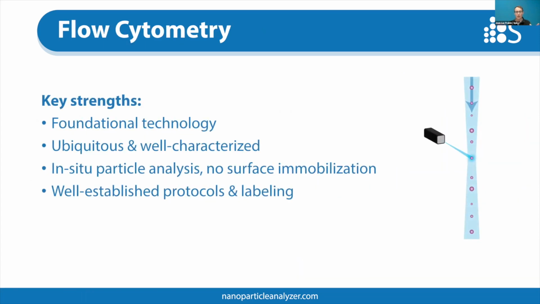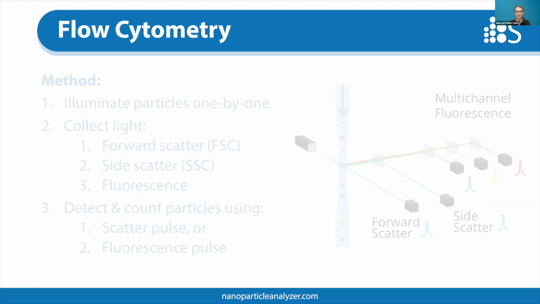So flow cytometry is a great technique, right? It's been around for a long time. It's a foundational technology for a lot of fields. It's ubiquitous, it's very well characterized. And importantly, we're measuring the particles in flow cytometry in situ, right? They're just flowing in solution. We don't have to immobilize them on a surface first to measure them. And there's a huge amount of well-established protocols and labeling systems for this, right?